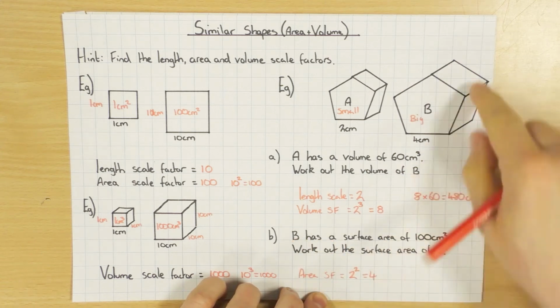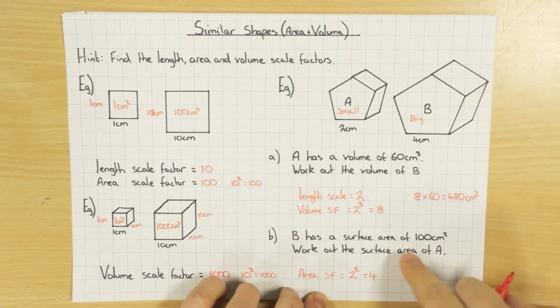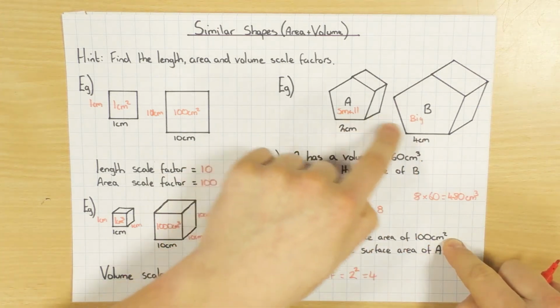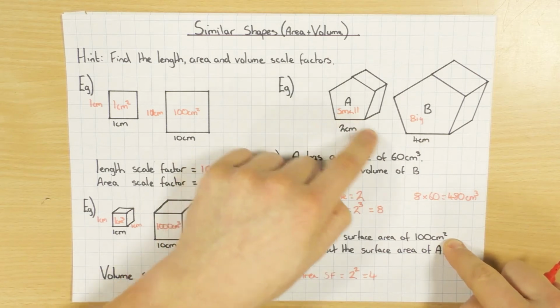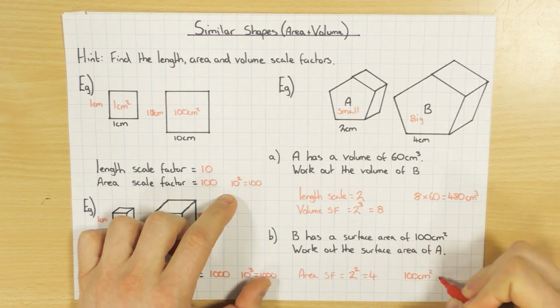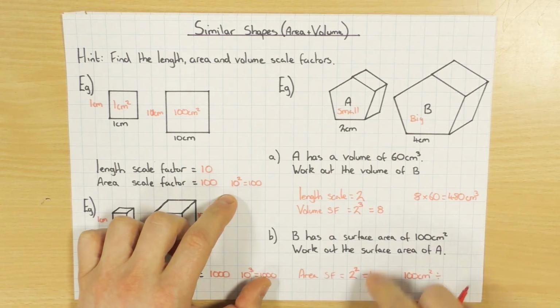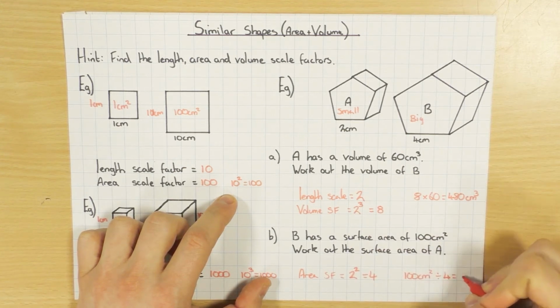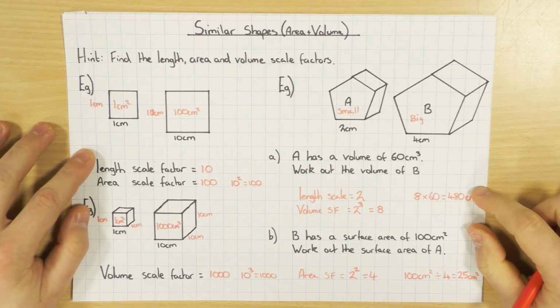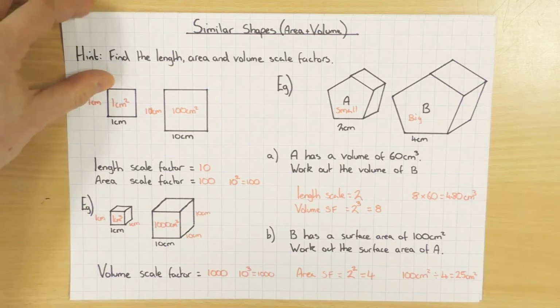So if B, the big shape, has a surface area of 100 centimetres squared, and I want to go to the small one, just like before, if you're going from big to small, you divide by the scale factor. So I'm going to do 100 centimetres squared divided by the area scale factor, not the volume or the length, because that's what I'm working with. So I'm going to divide by 4, and of course then I'm going to have 25 centimetres squared for the area of A. I hope that makes sense, but if not, I'm going to go through a couple more examples which hopefully will clarify those steps.